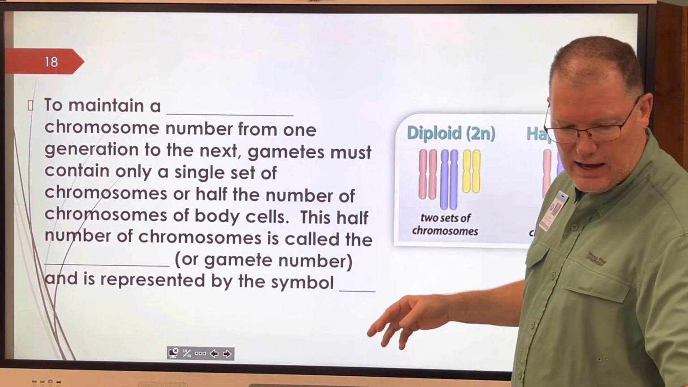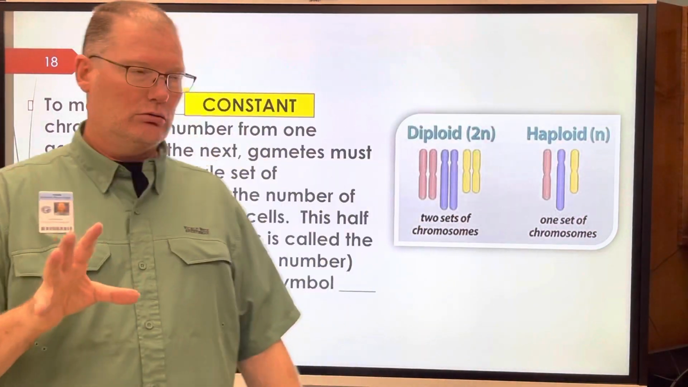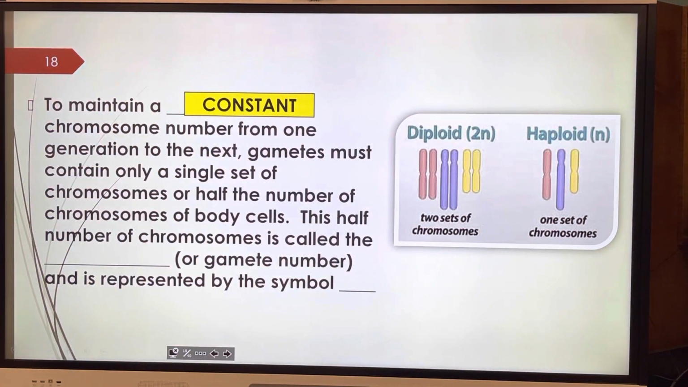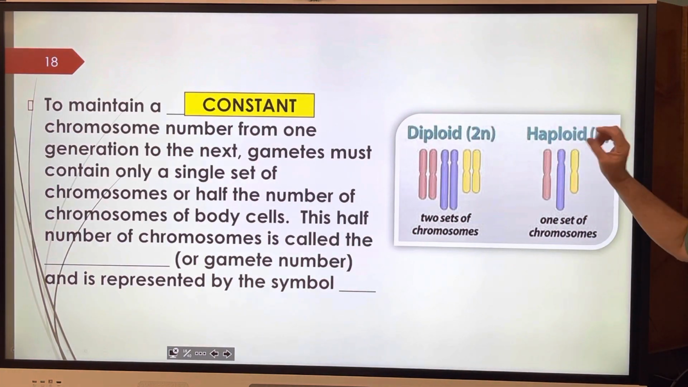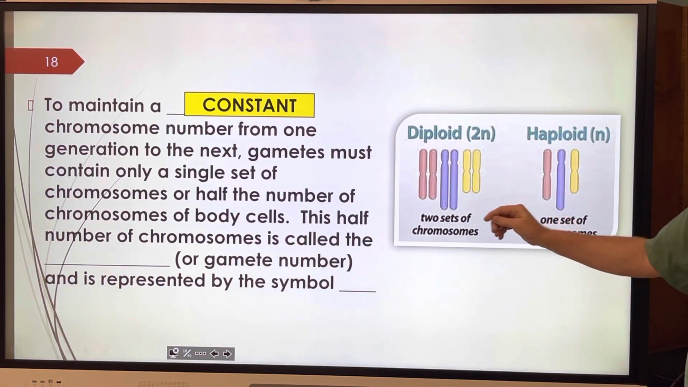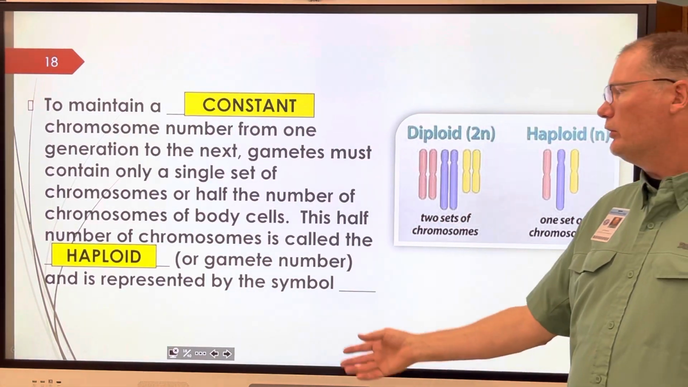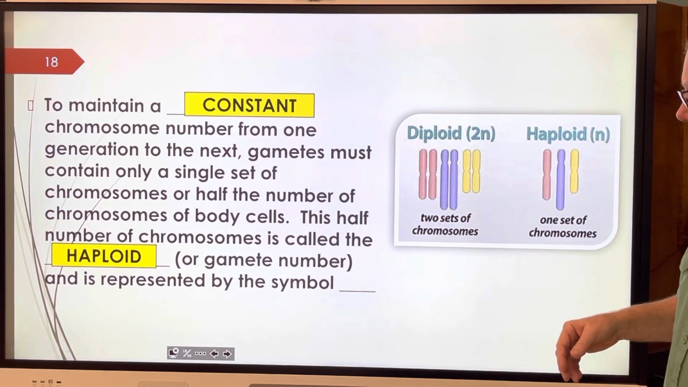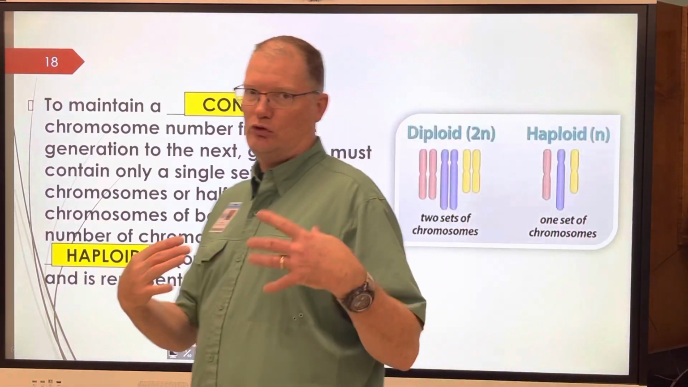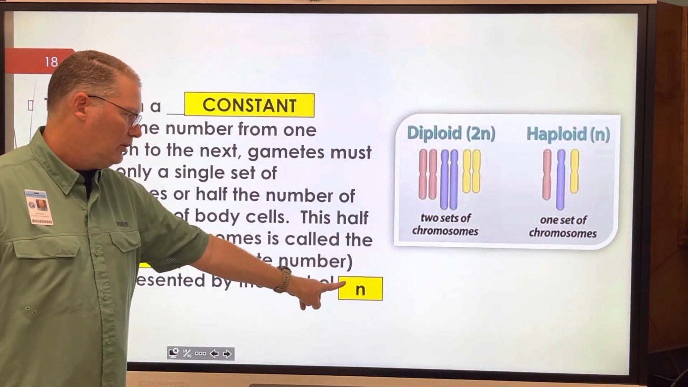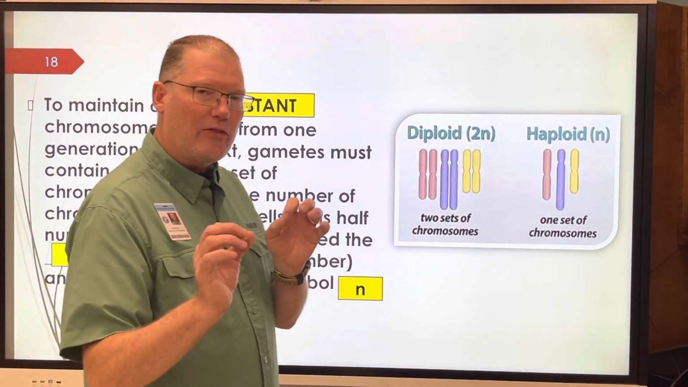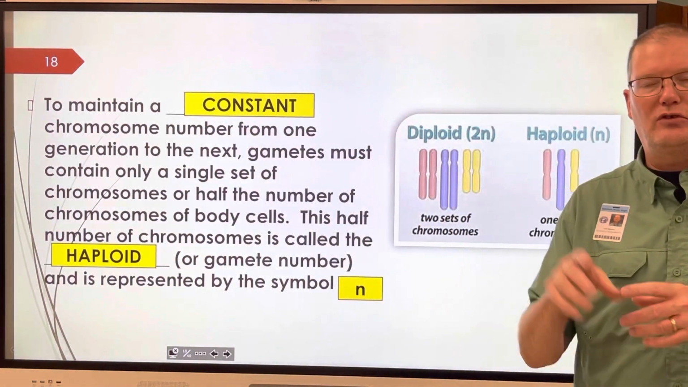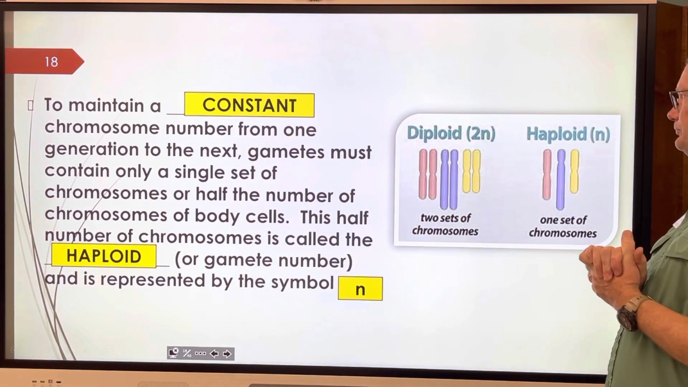So to maintain that constant number from one generation to the next, when the sperm and egg, the gametes, come together, they must carry a haploid or half, one set, a single set of chromosomes. This half number of chromosomes, like I said before, is called haploid. And it's represented by the symbol N, opposite of 2N, okay? Just like there's a little 1 there, right? An invisible 1, just like in math, X is equal to 1X. The 1 is invisible. It's a given. You don't have to write it down.